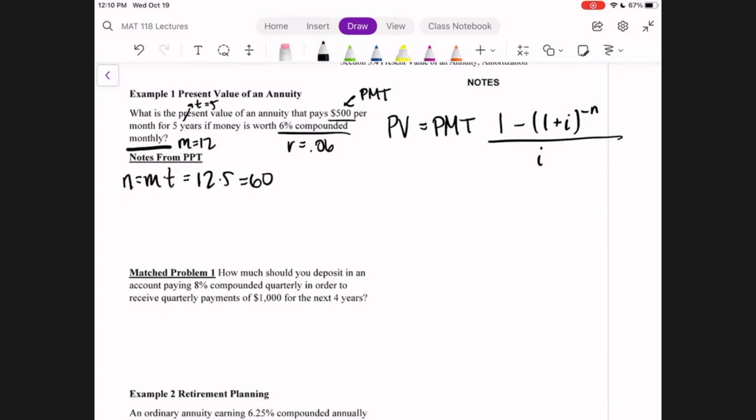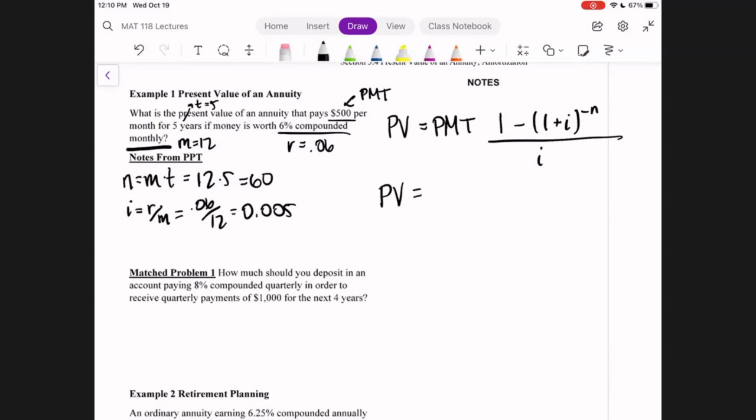We know what our payment is. It's 500. What about I? I, remember, that is your rate divided by M. So then that would be 0.06 divided by 12, which is super small, 0.005. Okay. So we're just going to plug everything in.